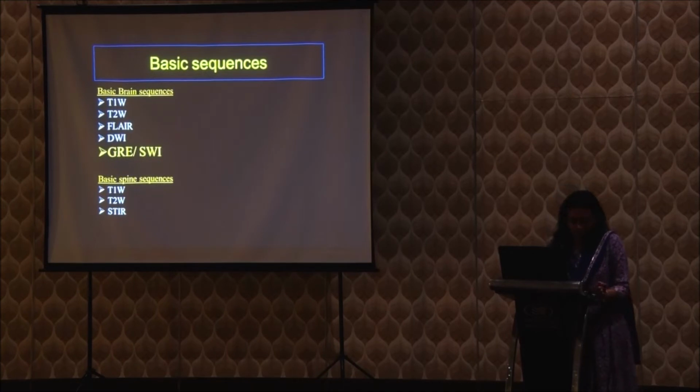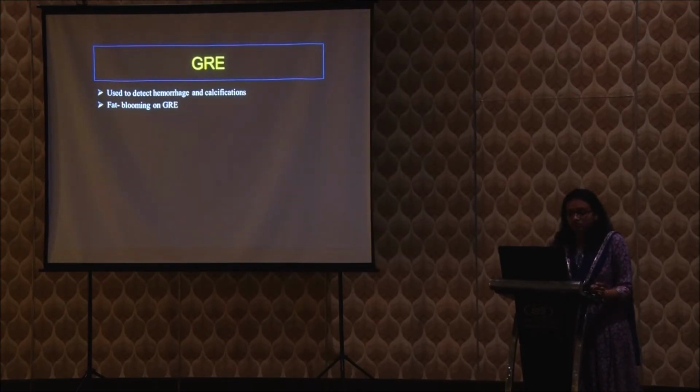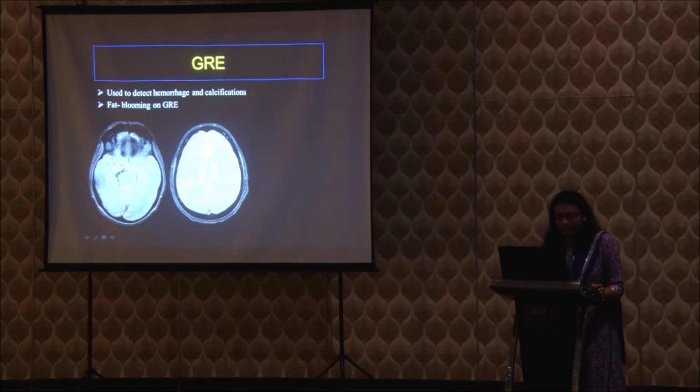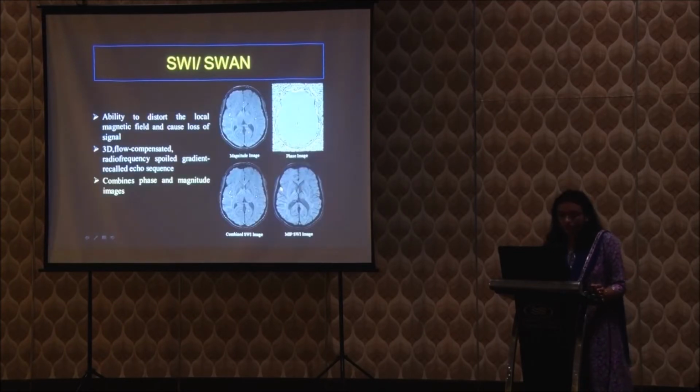So the next basic sequence is GRE and SWI. GRE is a basic sequence which is used to detect hemorrhage and calcification, and also fat. This is a case of subarachnoid hemorrhage in the basal cistern, and this is a case of a small calcified granuloma along the periventricular margin, and this is a case of lipoma which blooms on GRE because of chemical shift artifact.